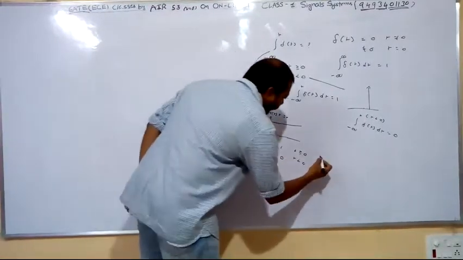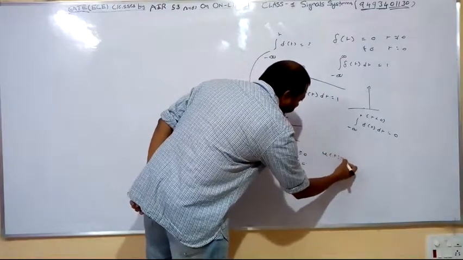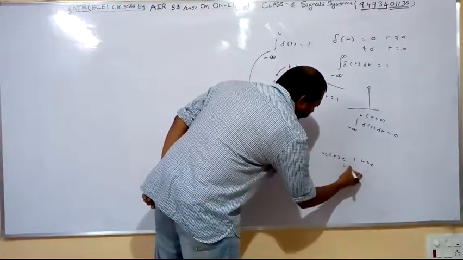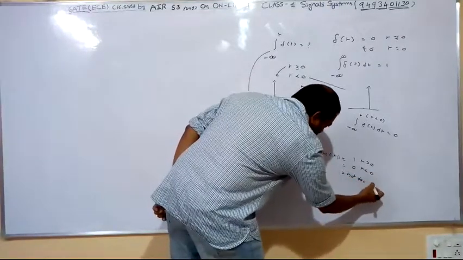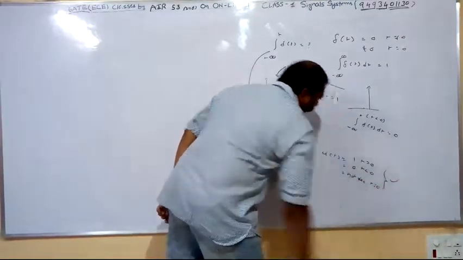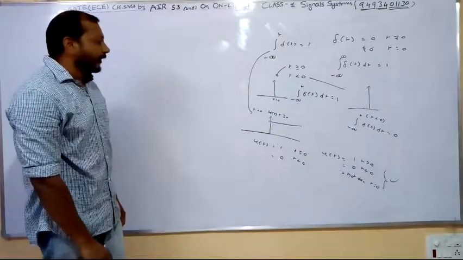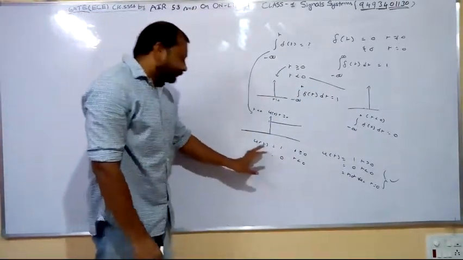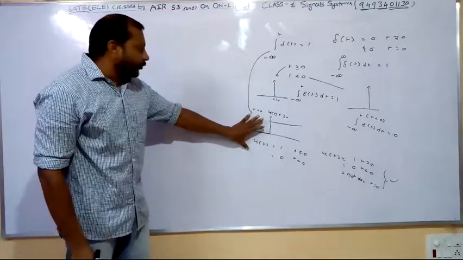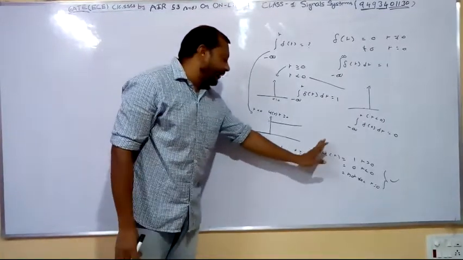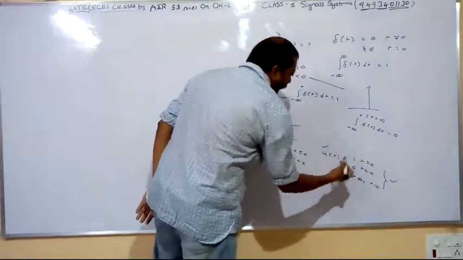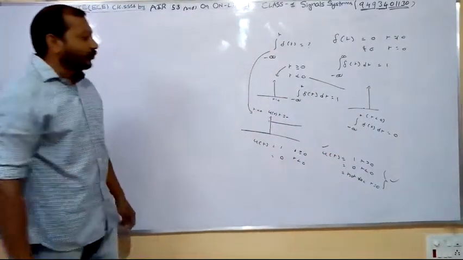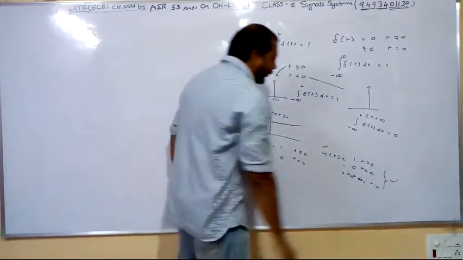Strictly speaking, the option is available like this: u(t) is equal to 1 for t greater than 0, equal to 0 for t less than 0, and not defined at t equal to 0. If these two options are available, then you have to select this answer only: u(t) equal to 1 for t greater than 0, 0 for t less than 0, and not defined at t equal to 0.